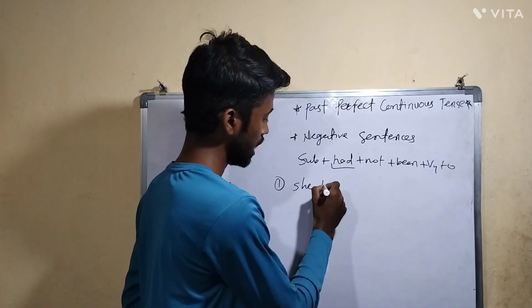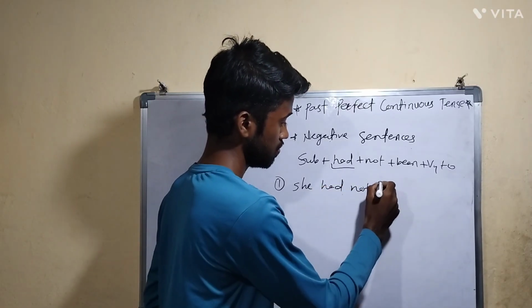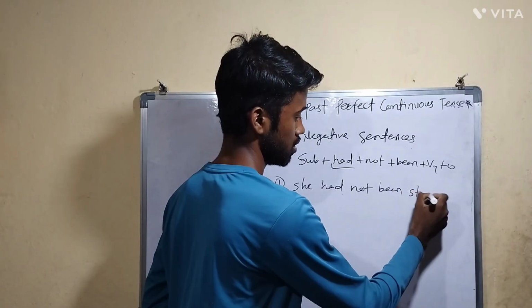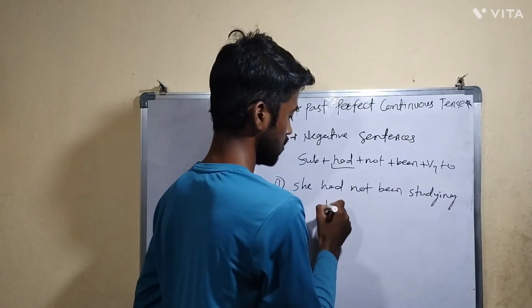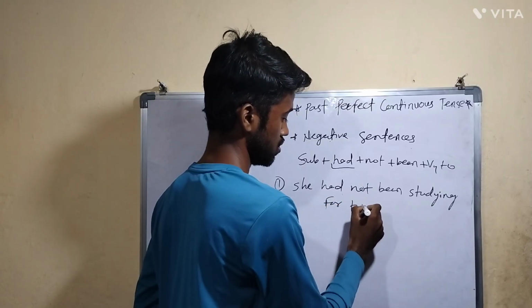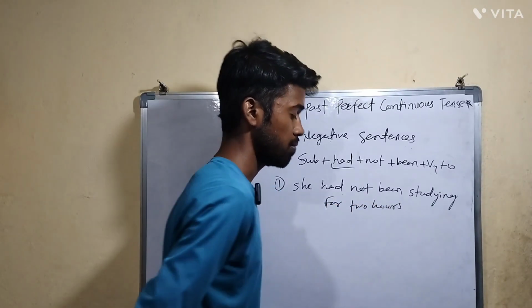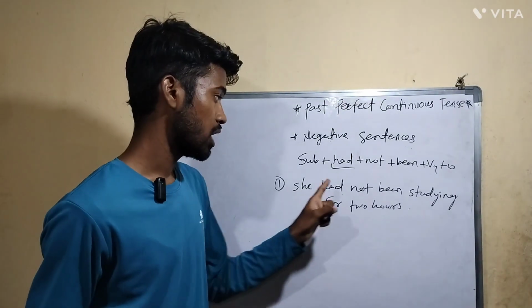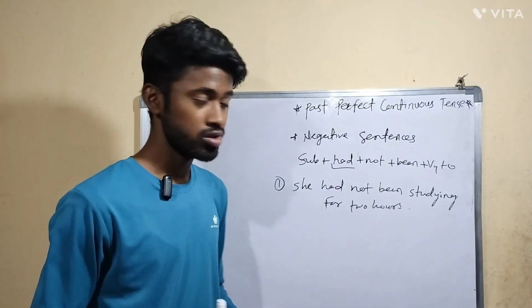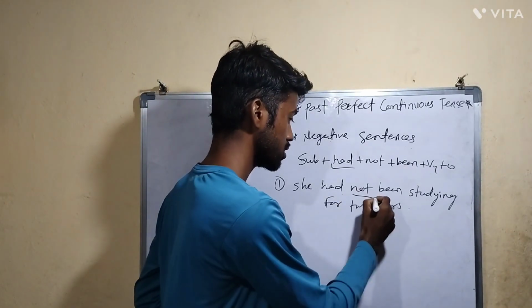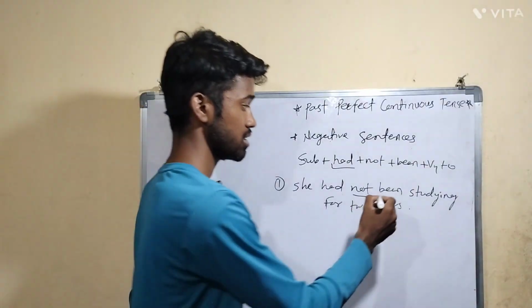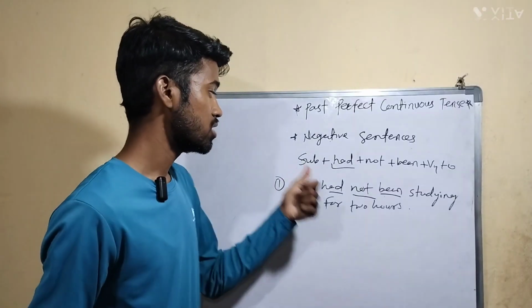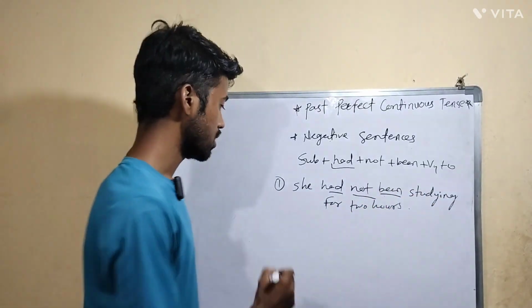First subject, let's take that example. She had not been studying for 2 hours before the power went. Now, even if I take this much, it's fine. She had not been studying for 2 hours. So this is negative. After had I am using not. This is what you have to remember. And this is been, right? Before been and after had. Okay, this is one example. She had not been studying for 2 hours.